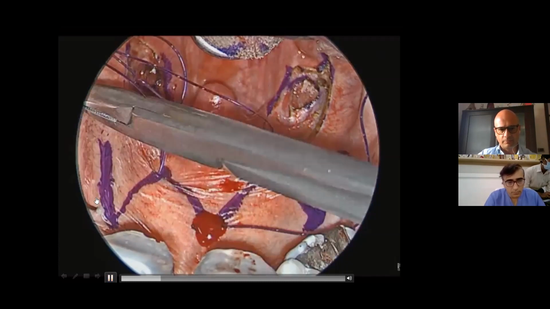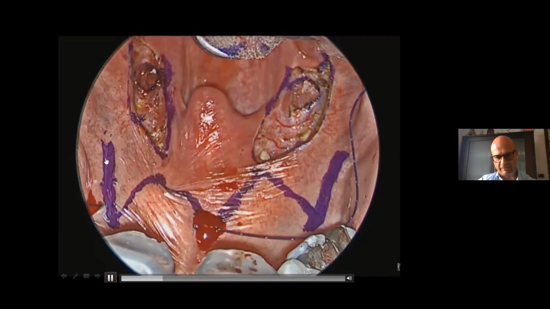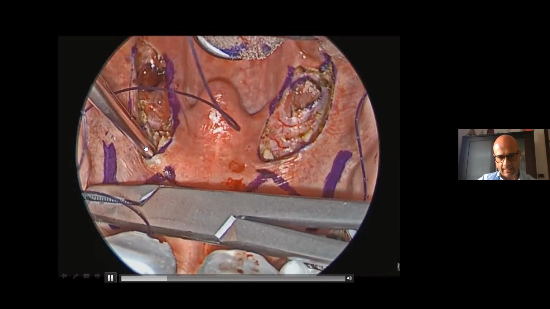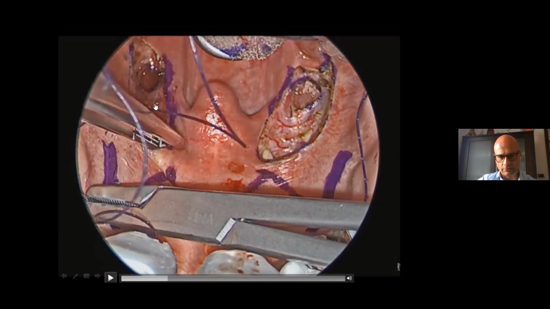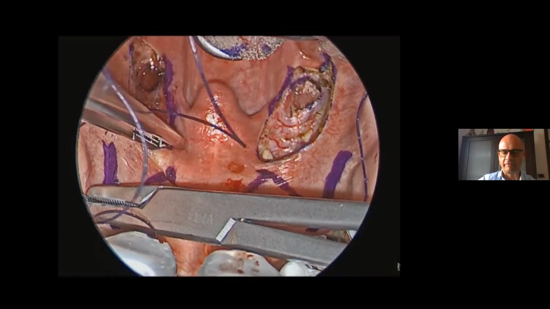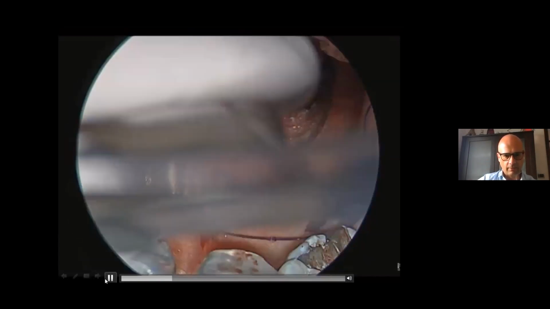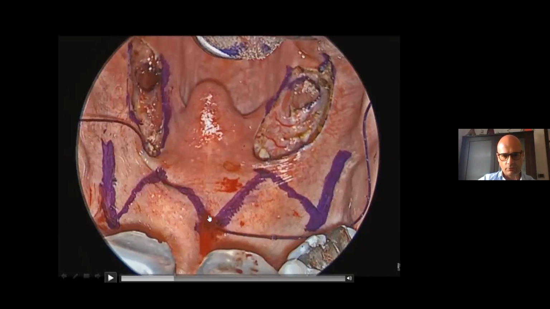So we go laterally to the raphe, we pull up, and then at the same point we enter, we make a tunnel, and we exit in the tonsil fossa. By using a 36 millimeter needle, this maneuver is very easy. By using 26 millimeter needle is more difficult, but it's possible. We grasp the needle inside the tonsil fossa, we pull up every time, and you see no suture outside the mucosa. It's always inside the muscle.